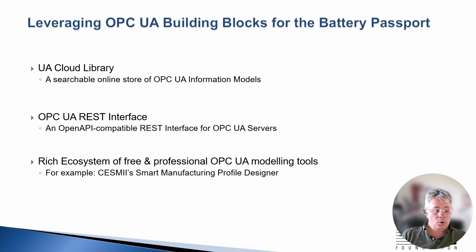There are several open source, free of charge tools available for building OPC UA information models. One of them, for example, is the Smart Manufacturing Profile Designer from SESMI in the US. But there are several different tools. There's one from Siemens called SiOME, which is pretty popular. Unified Automation has one. So really, there's a big ecosystem of tools already available, which makes it super simple to build these digital passports on OPC UA technology.